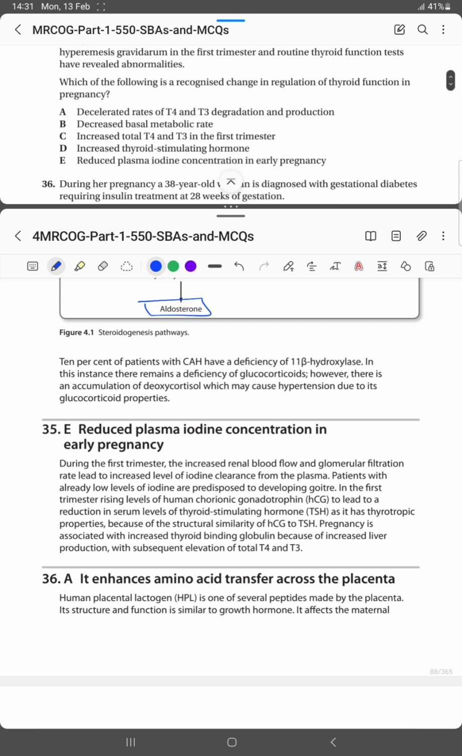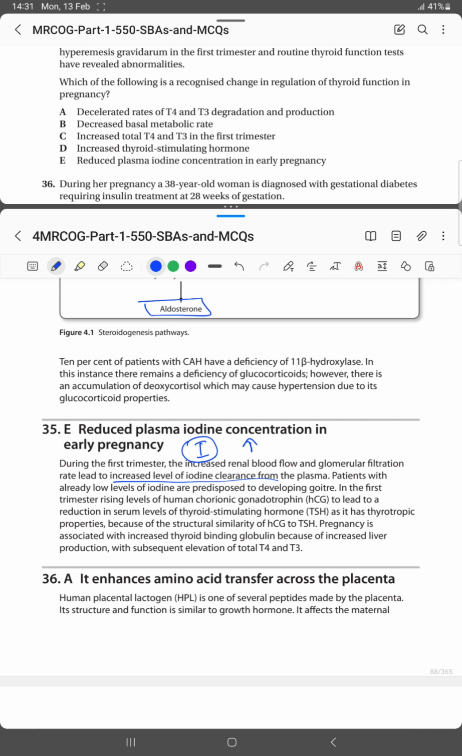We have discussed previously that there will be reduced plasma iodine, because there is increased thyroid uptake of plasma iodine in early pregnancy. During the first trimester, the increased renal blood flow and glomerular filtration lead to an increased level of iodine clearance from the plasma, and patients with already low levels of iodine are predisposed to developing goiter.